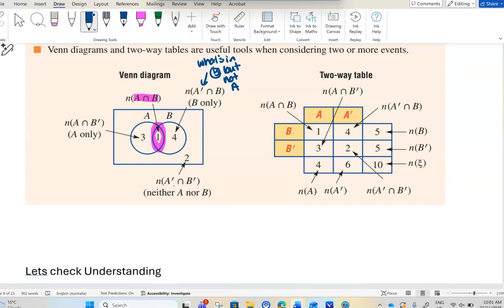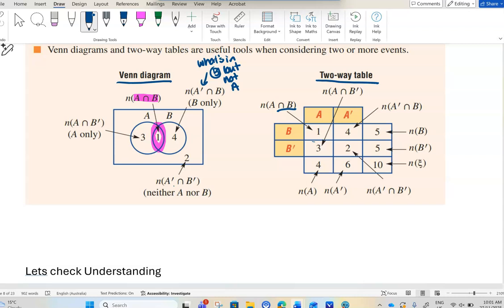So we could do it in a Venn diagram. Then they also look at the two-way table. A two-way table is when they talk about the numbers. So say here, there's one element that's in both A and B, the intersection. Now there's 4 elements that's not. So this is all what we're doing.